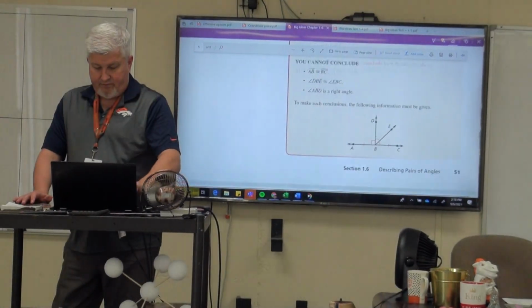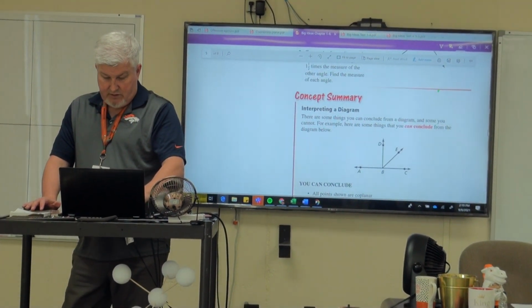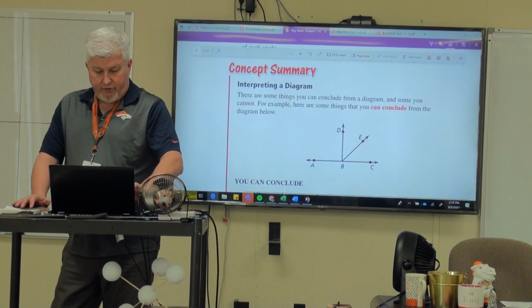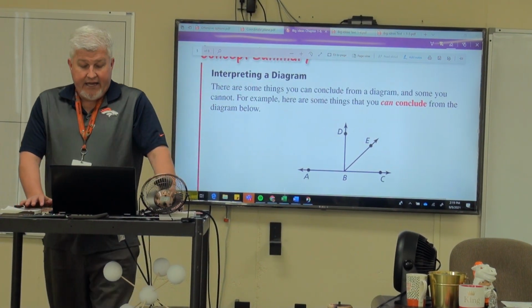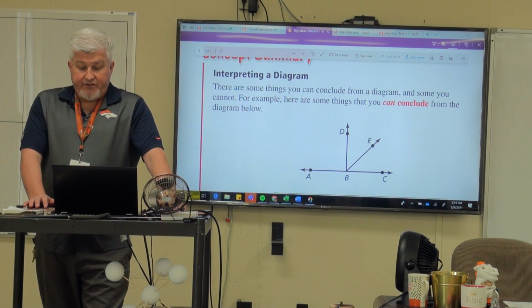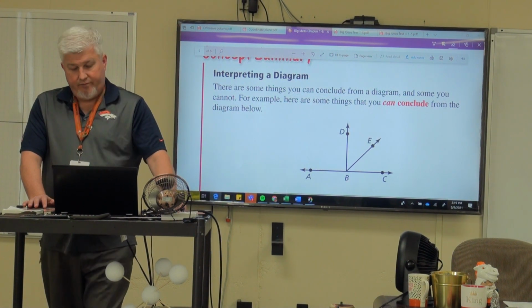Oh, this last thing, good. See, it didn't even get complicated at all. So this is good news. This is good stuff for you to learn. There are some things you can conclude from a diagram, and some things you cannot. For example, here are some things that you can conclude from the diagram below.